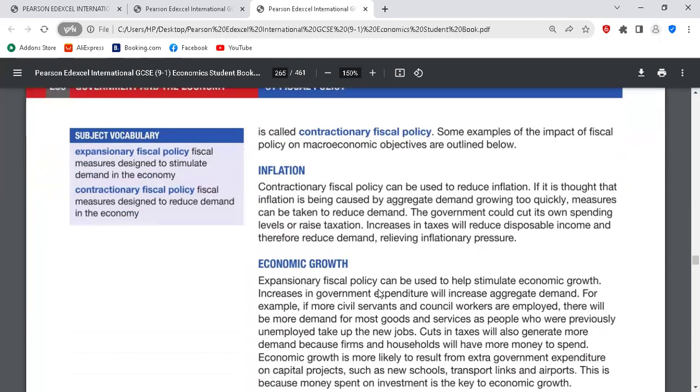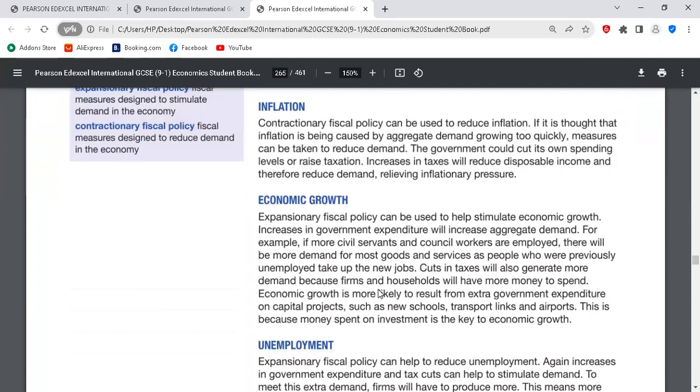All right. Inflation. Contractionary fiscal policy can be used to reduce inflation. I just explained that already.